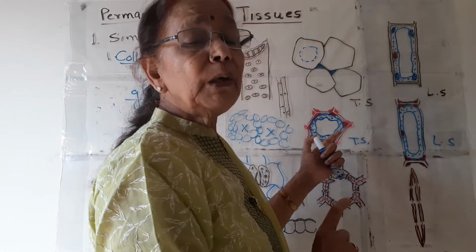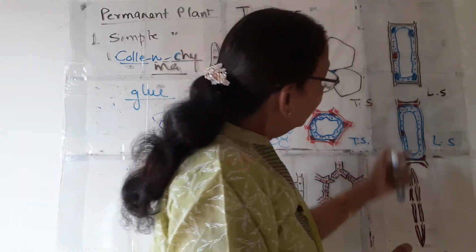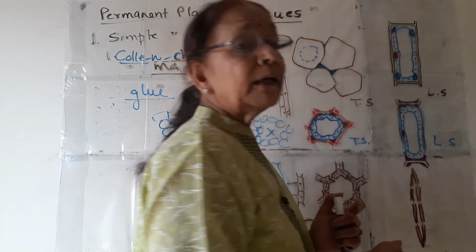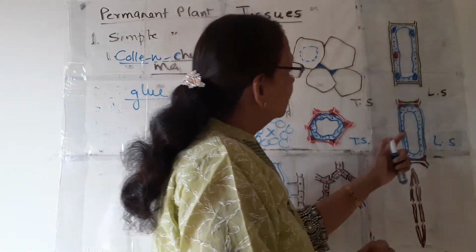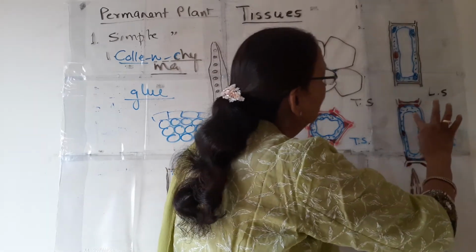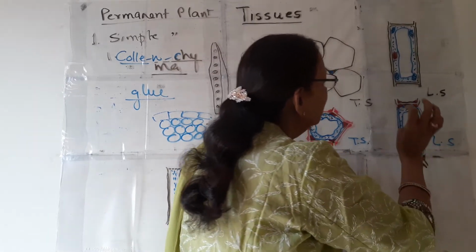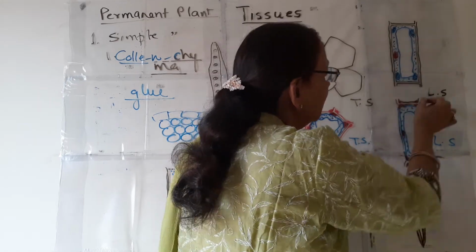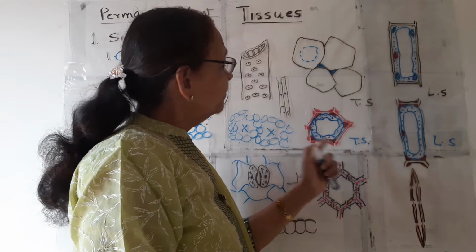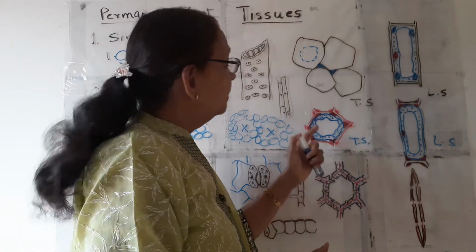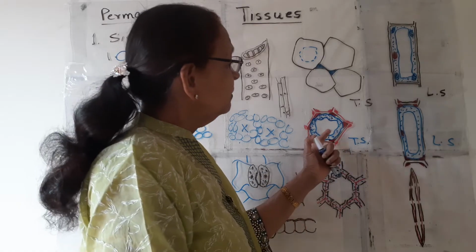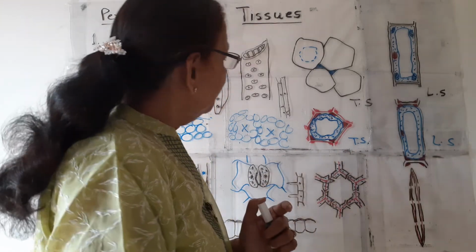They are also living cells. In LS, we can see these thickenings here at the corners of the cell. This is the nucleus, this is the cytoplasm. The lumen, this vacuole, is also smaller than this, because the cell wall has some depositions due to which it gives strength to the plant. So this is the second permanent tissue.